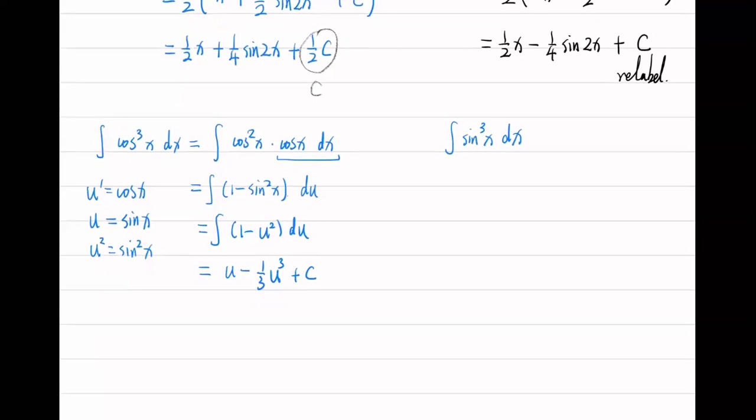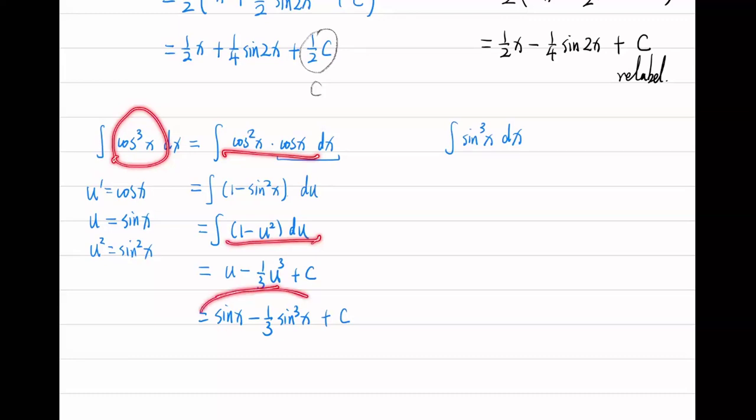Then we switch back to x. u is sine x. So u minus 1/3 u cube, with u equal to sine x. You see, another method to integrate the cubic power. We split, then use substitution, integrate, and we switch back to x.